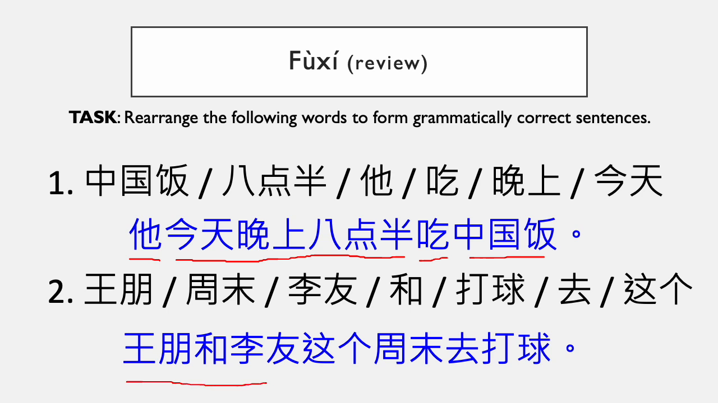第二呢，王鹏和李友这个周末去打球。So again, our sentences begin with the subject, and here we have two subjects, Wang Peng and Li You, followed by the time phrase, this weekend, 这个周末. And then we have two verbs here. We have 去打球. And here the 去 is simply suggesting that they're going out. They're going somewhere else to play ball.